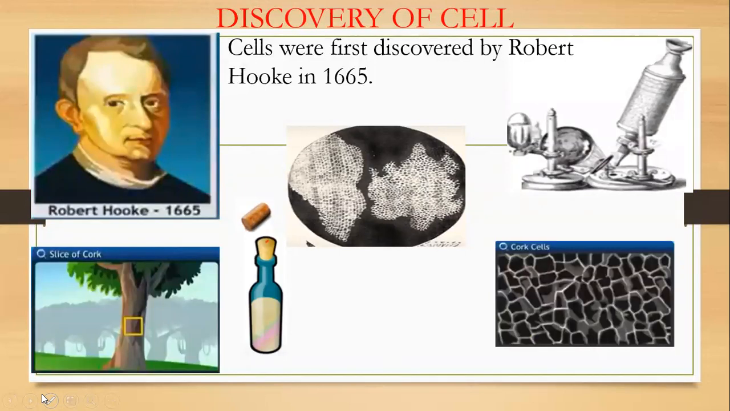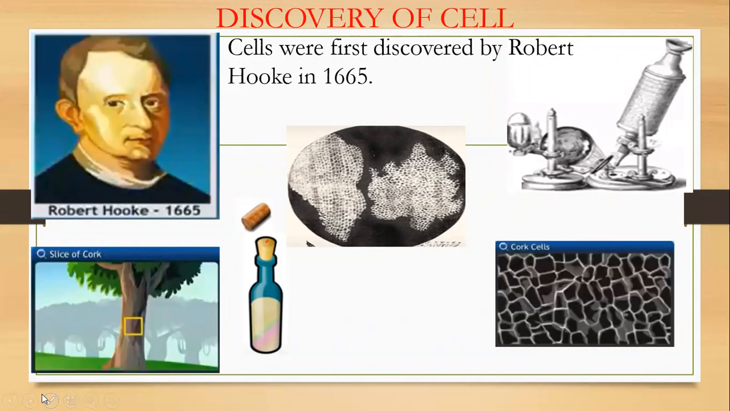Discovery of cell. Cells were first discovered by Robert Hooke in 1665. He made a microscope. It was a self-designed microscope to observe objects. Robert Hooke, with his self-designed microscope, observed a thin slice of tree cork. He found tiny structures clustered together. To him, these structures appeared empty from within and had prominent borders. They resembled honeycomb-like structures.